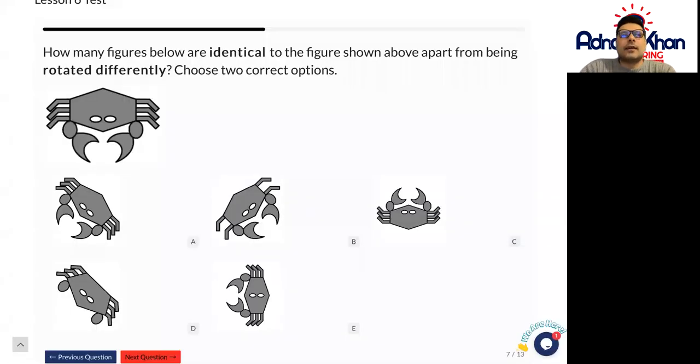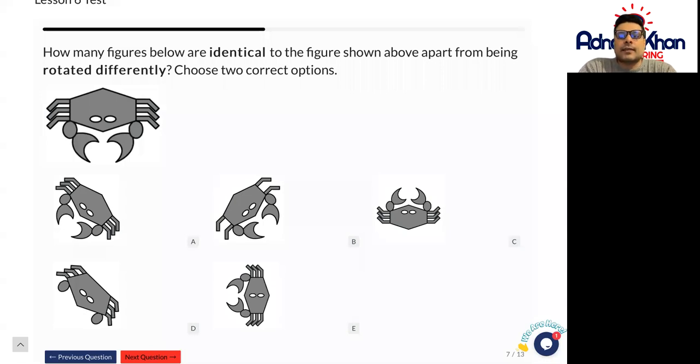Let's have a look at a different type of question within the same task. How many figures below are identical to the figure shown above, apart from being rotated differently? Okay, so you don't have to worry about the rotation. So the rotation means that the crab could be rotated 90 degrees or more or less, so it doesn't make a difference about the rotation. You're only going to find out whether the crab looks identically the same.